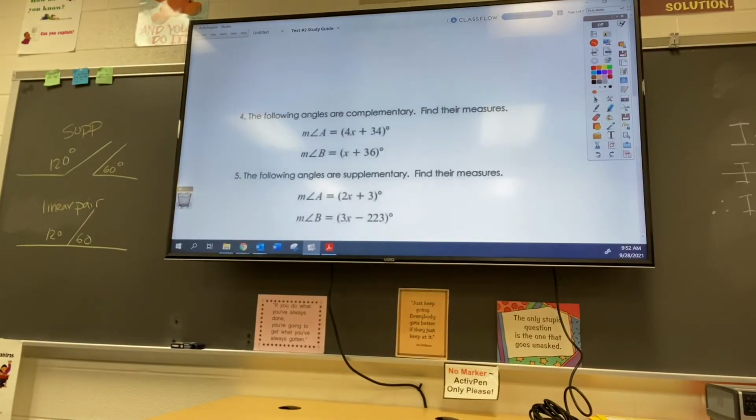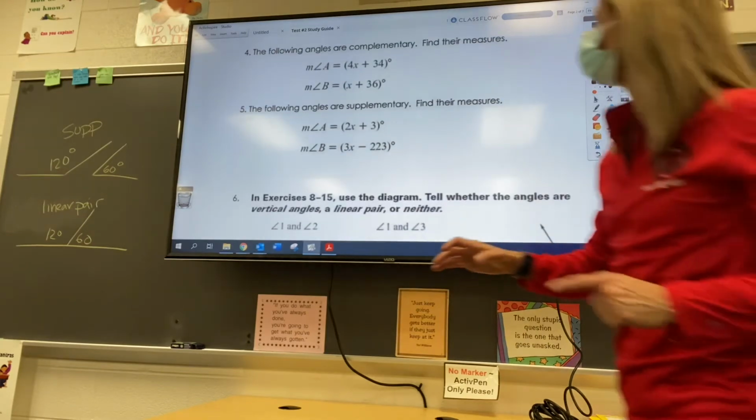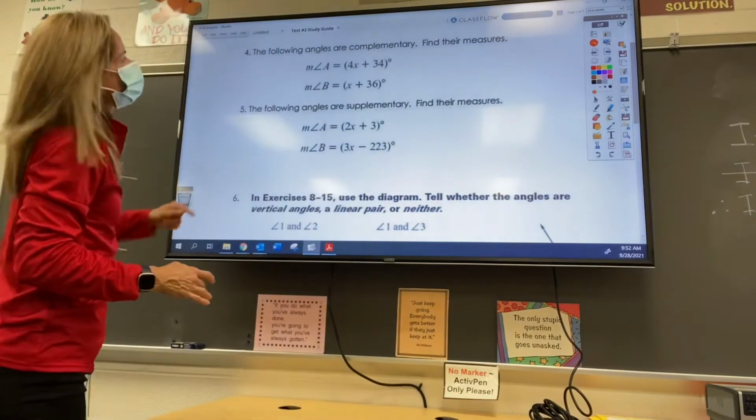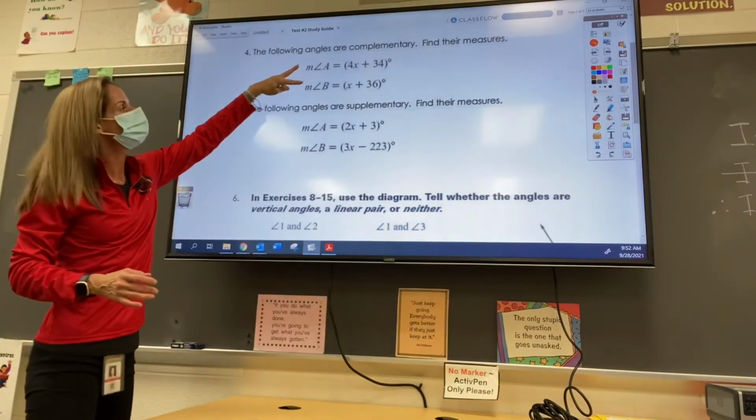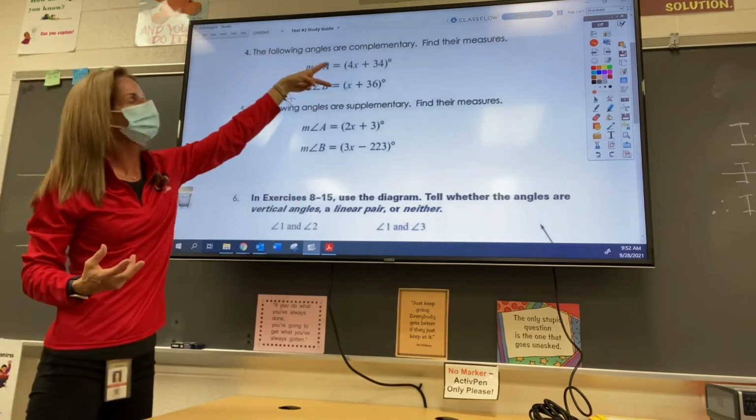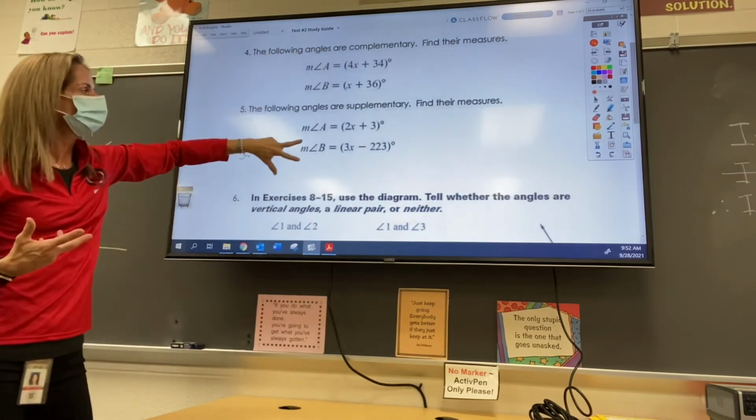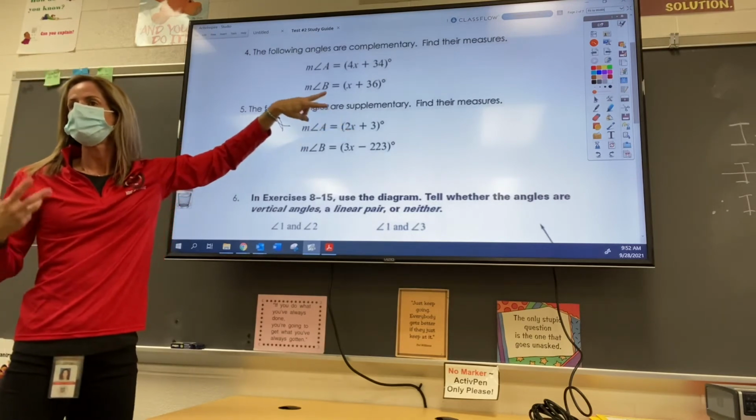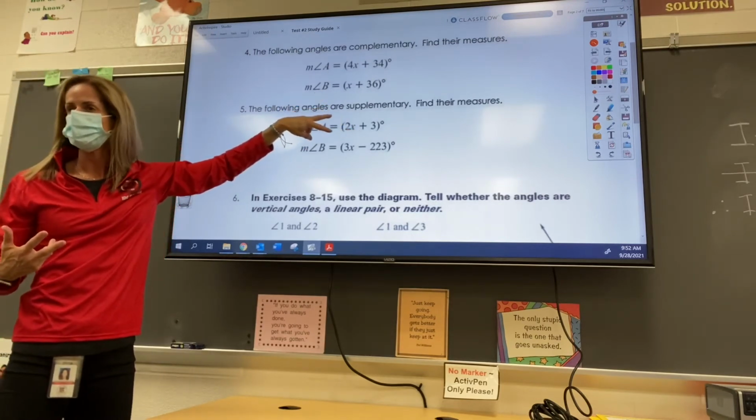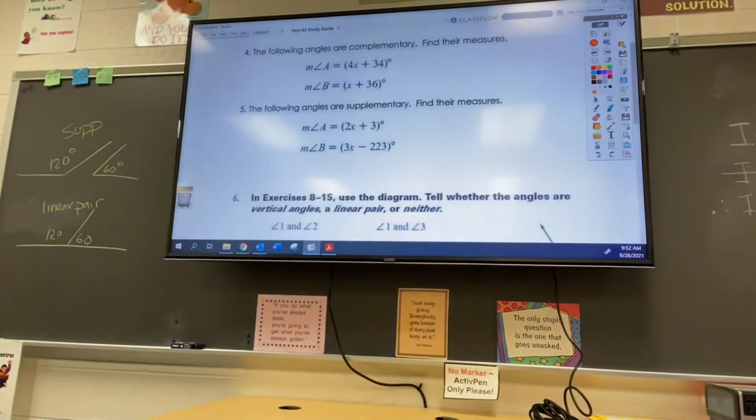Next page on the back. When they tell you that two angles are complementary, that means that they add up to 90 degrees. So you're gonna have to write an equation that says that these two angles together add up to 90 degrees. This one, these two angles are supplementary. Together, they add up to 180. Are you guys with me? Give me some feedback. Okay.